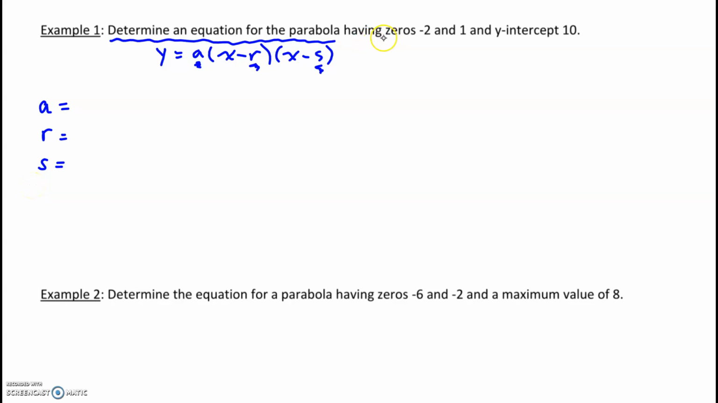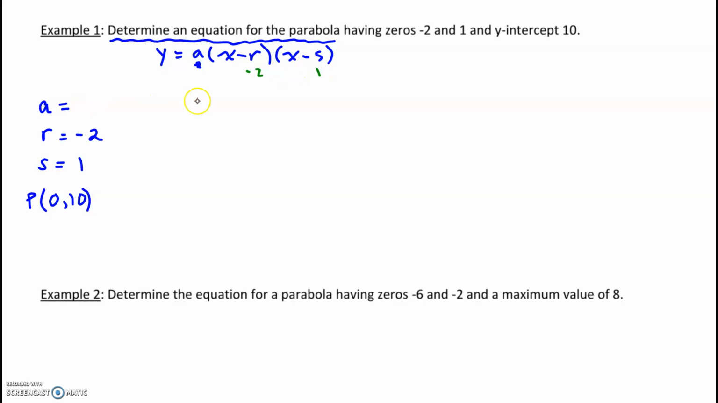So it tells me that my parabola has zeros, -2 and 1. So that's my r and s, -2 and 1. And it also tells me I have a y-intercept of 10, so that's a point on my parabola, and we'll write it as an ordered pair. So the y-intercept would be (0, 10) as an ordered pair. All right, what we'll do is we'll sub in what we know so far. What we know so far is that r is -2, and s is 1.